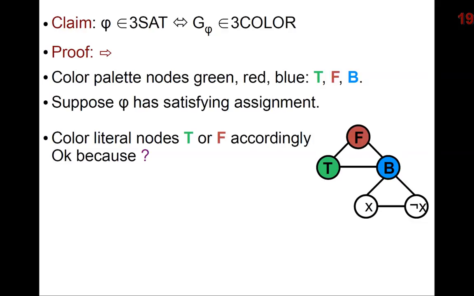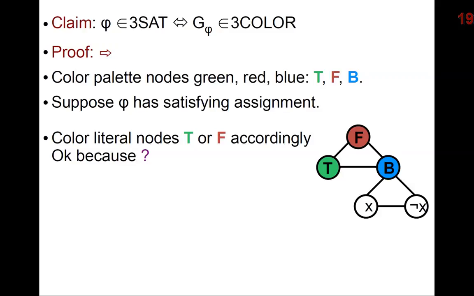Okay, so let's go through this claim again. Phi is in TriSAT if and only if G phi is in TriColor. Let's see what we say. We always start at the beginning. The palette you can color arbitrarily, T, F, B. Then you suppose that phi has a satisfying assignment. You always have to have this line, and then based on that, you have to tell me how the tricoloring looks. So you're going to color the literals T and F accordingly.